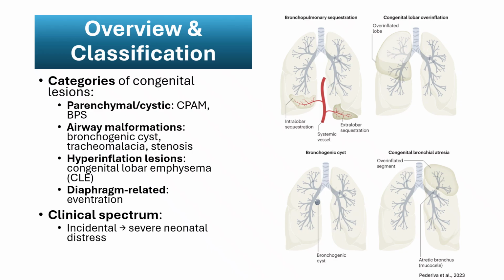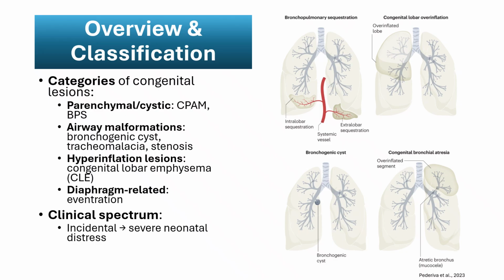Congenital structural lung disorders encompass a range of developmental anomalies that affect lung parenchyma, airways, and the diaphragm. Parenchymal or cystic lesions, such as congenital pulmonary airway malformation and bronchopulmonary sequestration, arise from abnormal airway branching or tissue differentiation during the pseudoglandular and canalicular phases of lung development.